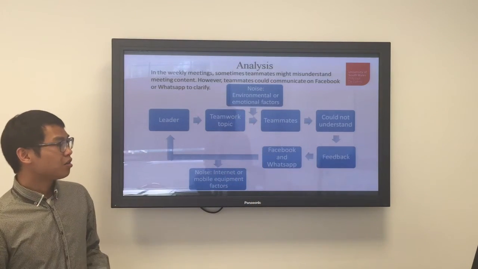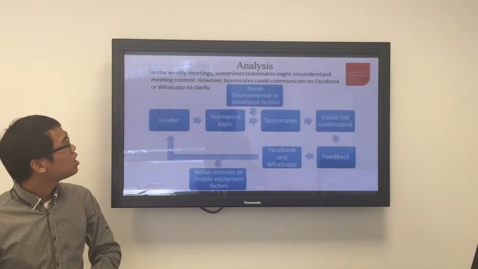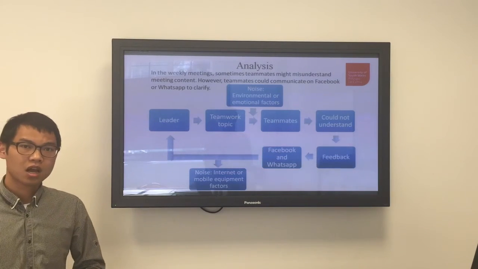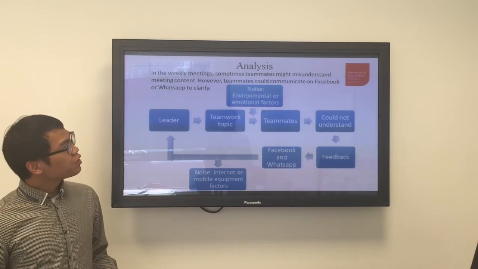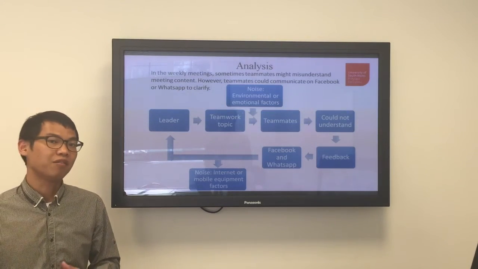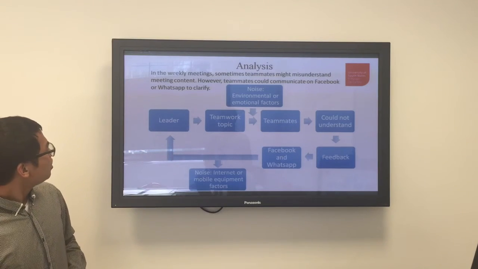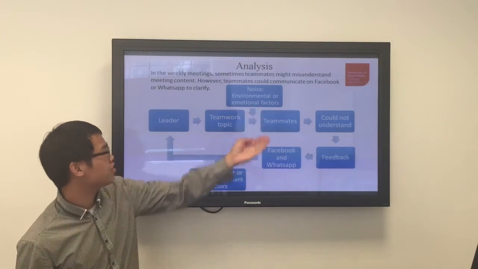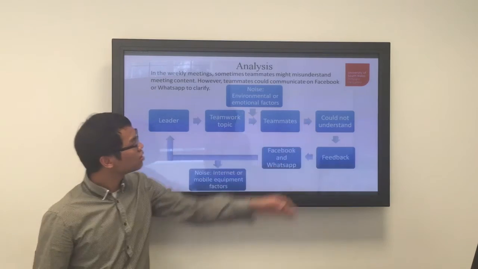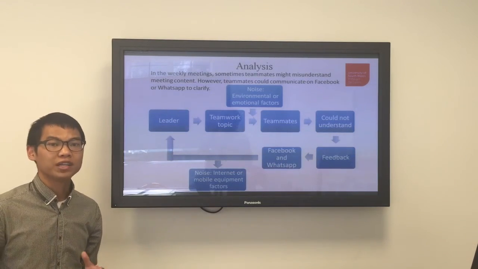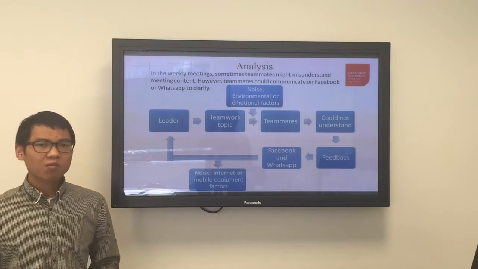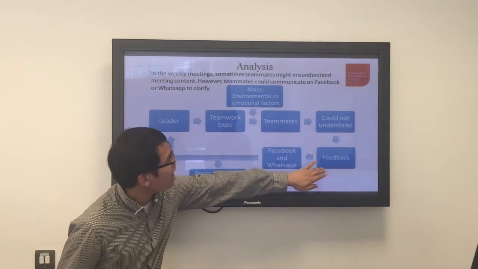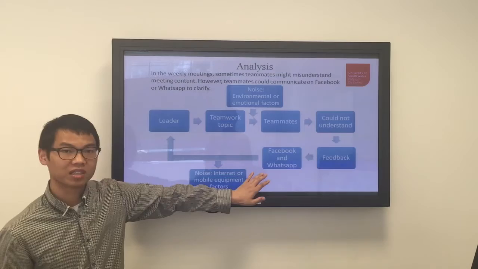Another example is about our team's weekly meetings. In the weekly meetings, sometimes teammates might misunderstand the meeting content. However, teammates could communicate on Facebook and WhatsApp to clarify the information. The team leader produced teamwork topics, but due to environmental or emotional factors, a teammate couldn't understand. For example, the environment is very noisy, or on that day, someone was very depressed and couldn't concentrate. After that, teammates can give feedback to the leader through Facebook and WhatsApp.